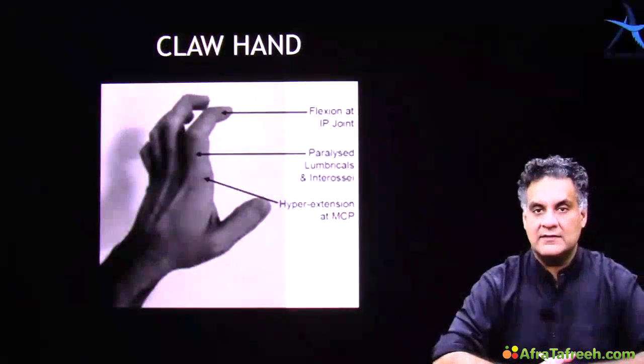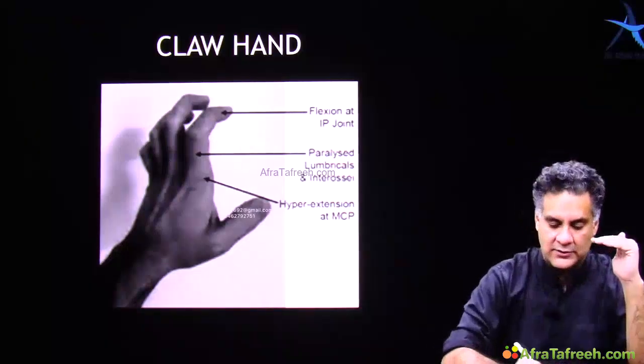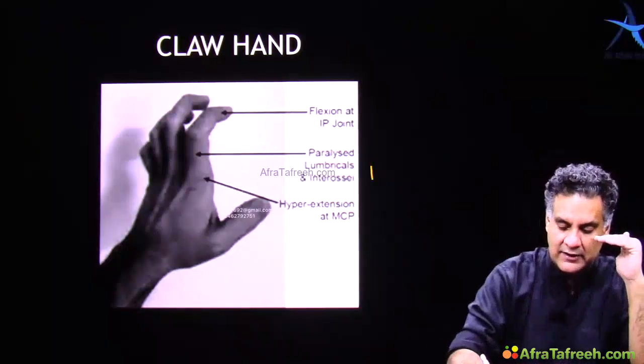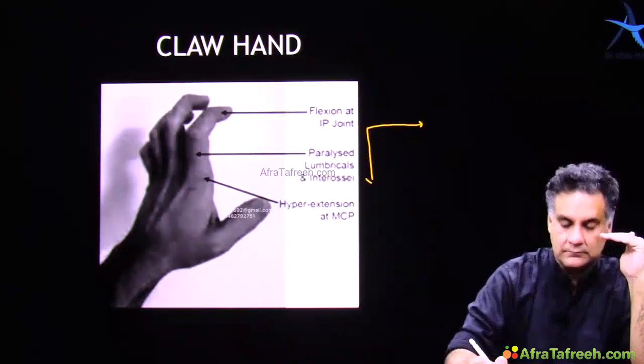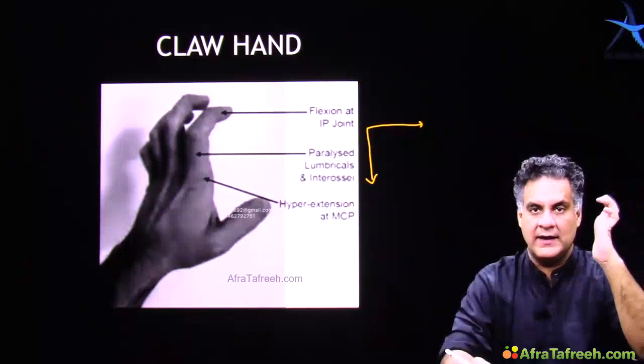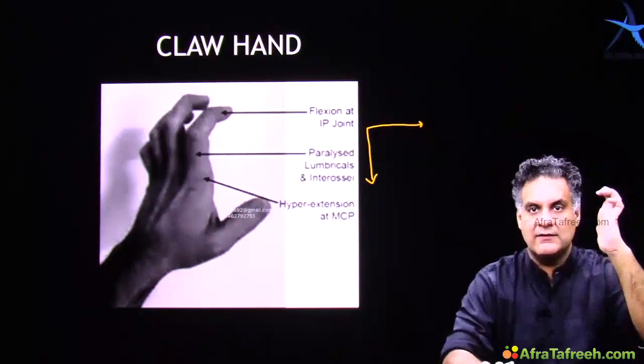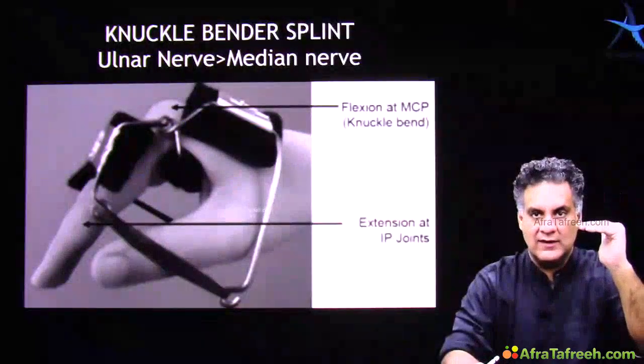The lumbricals make an L in your hand. They flex the metacarpophalangeal joint and they extend the interphalangeal joint, so they make an L. When they are paralyzed, the opposite of it occurs, called a claw hand. When you give a splint to it, this is called a knuckle bender splint.